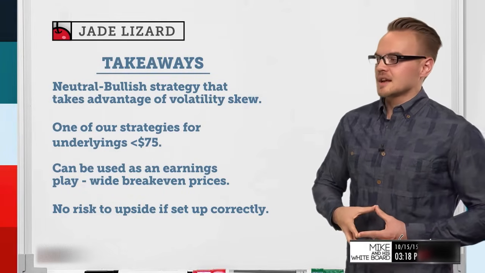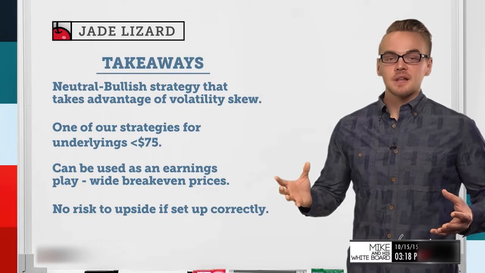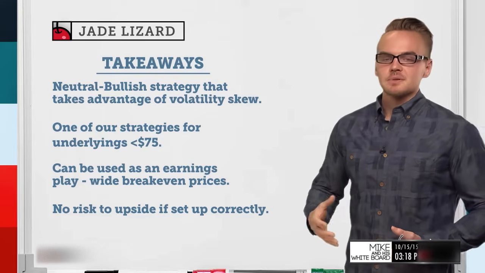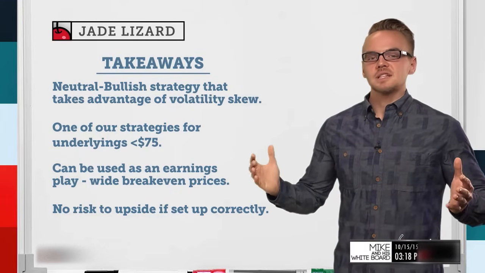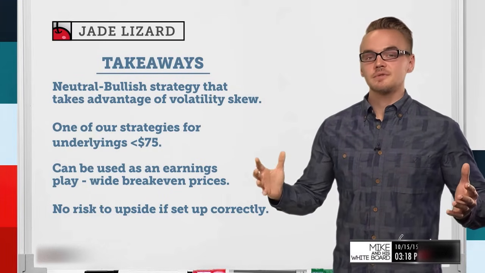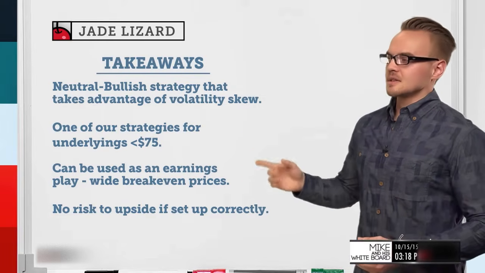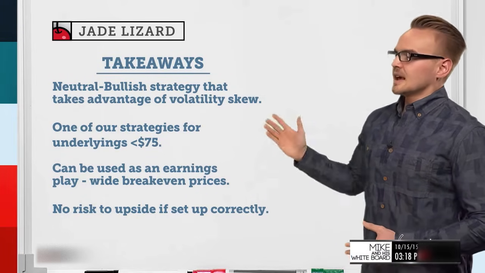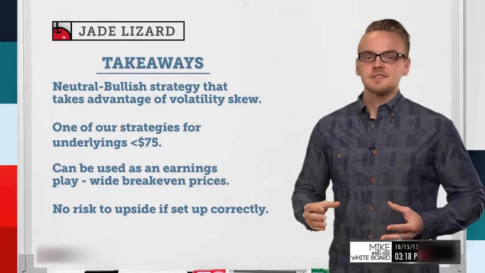Another great thing about this trade is that it can be used as an earnings play because of its wide break-even price. So when we're talking about earnings plays, we want to be able to cover the expected range or expected move of the earnings announcement, and that's something that you can easily do with a Jade Lizard here in most cases. And lastly, there's no risk to the upside if set up correctly.